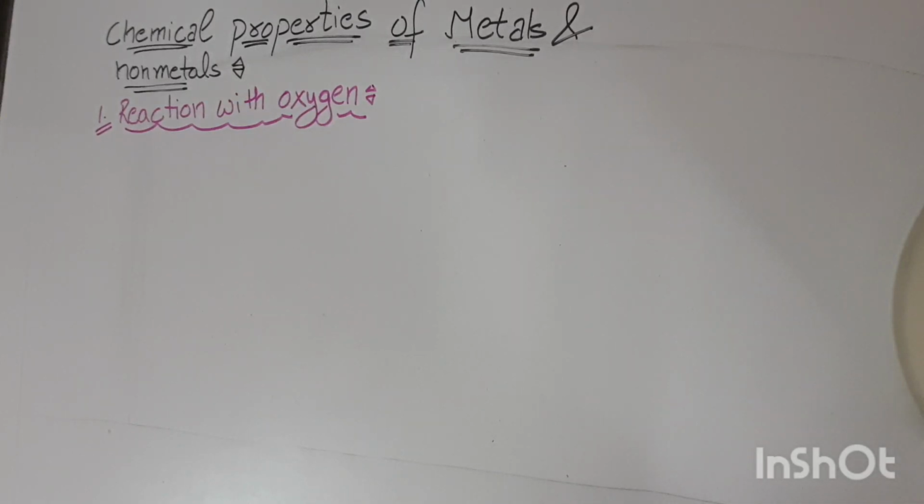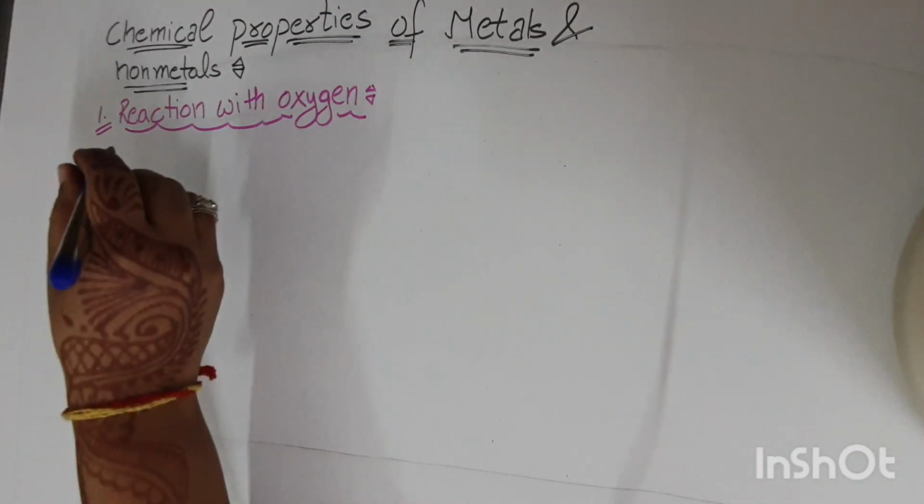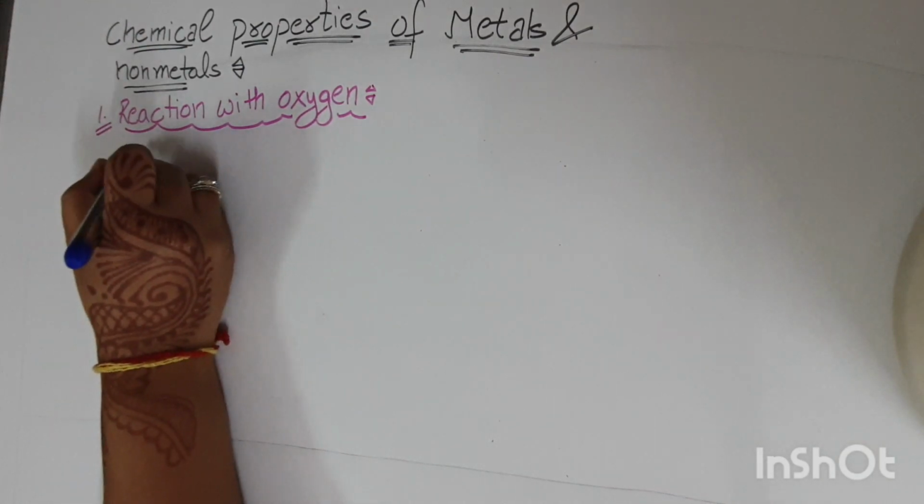Hello students, this is metals and non-metals part 3, that is we will study about the chemical properties of metals as well as non-metals. The first chemical property we are studying over here is reaction with oxygen. Let us take the general reaction of metals with oxygen.